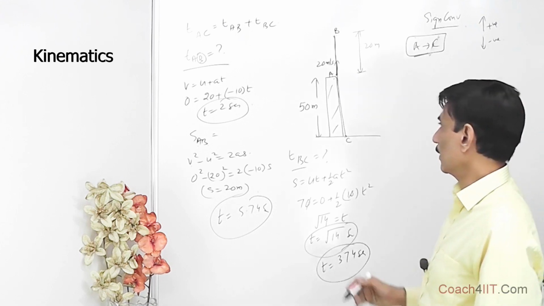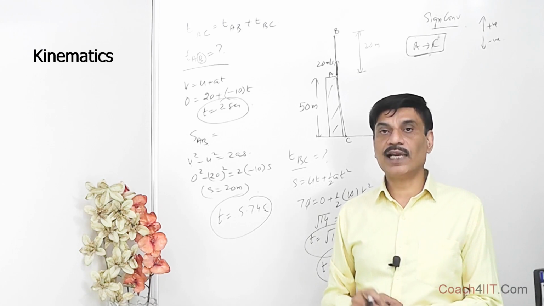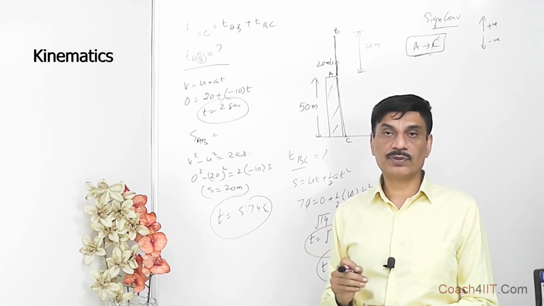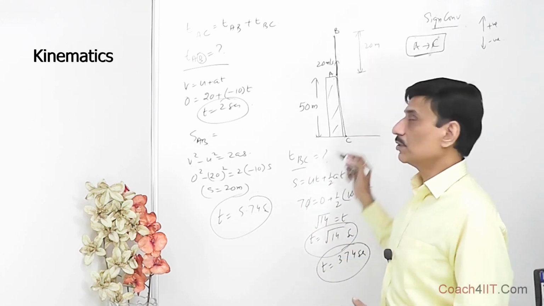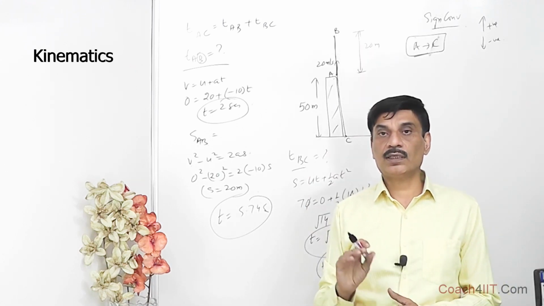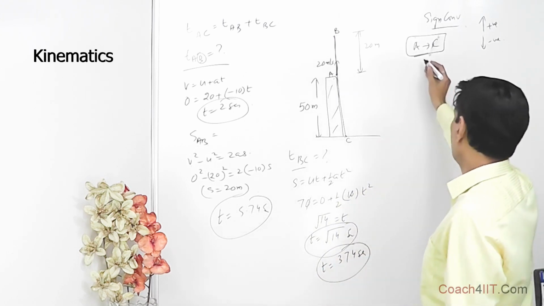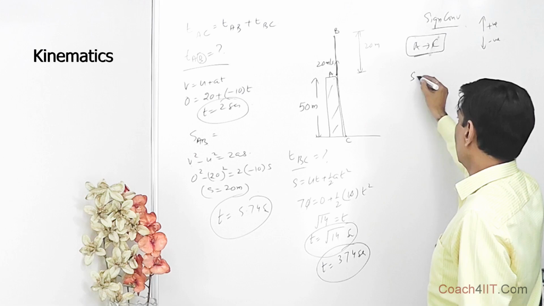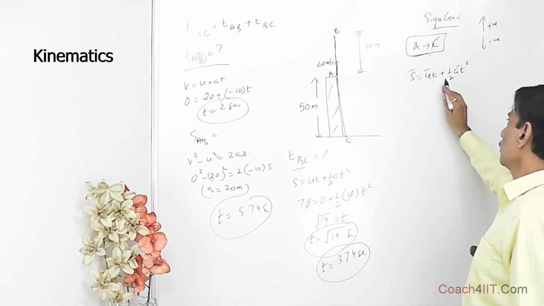One thing to understand is, during this whole journey, the value of acceleration is 9.81 or 10 meter per second square and it is directly downward. So acceleration is constant throughout this journey and we can comfortably apply equations of kinematics. So over here, when we go from A to C, let's say S is equal to ut plus half at square. We apply this equation.